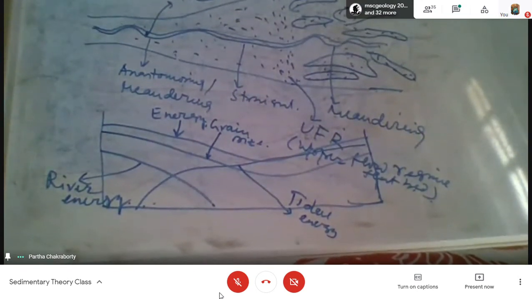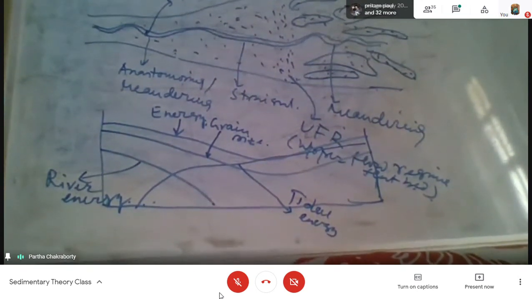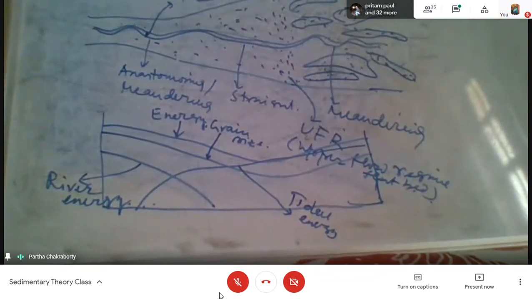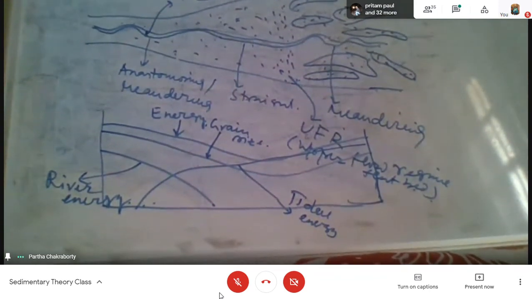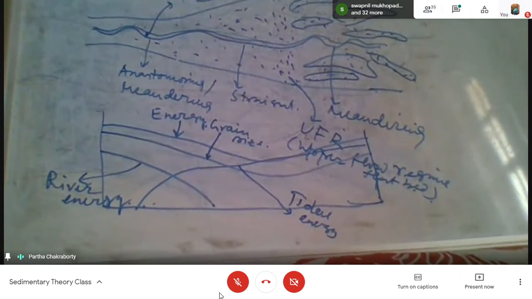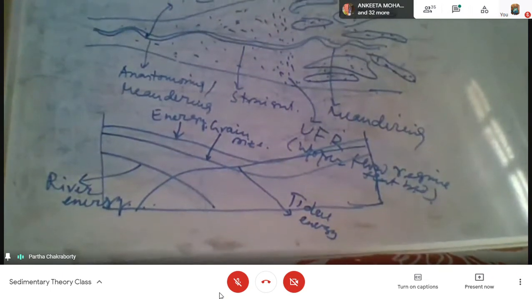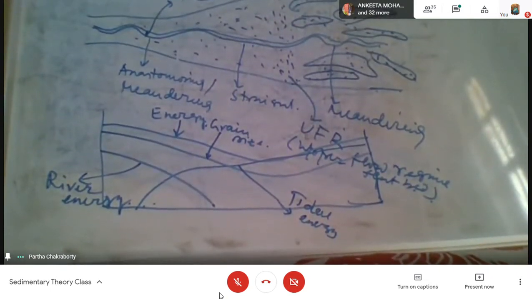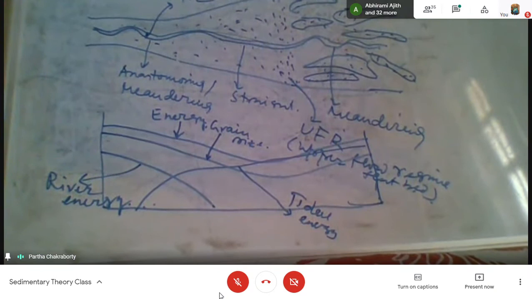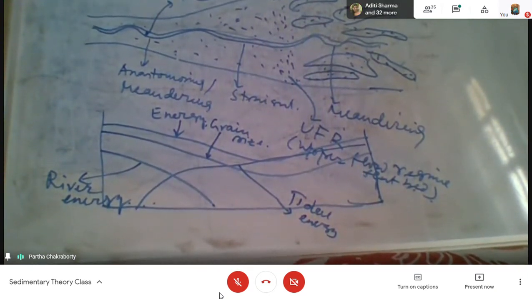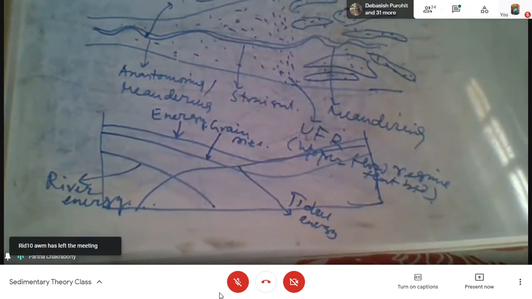Yes, sir. Okay. This is a tide dominated estuary, and the basic difference between a wave dominated and tide dominated estuary is that a tide dominated estuary is a much higher energy system. As we have seen in the wave dominated estuary, the middle part of the estuary is a low energy system. There was an energy gap in the low energy system.